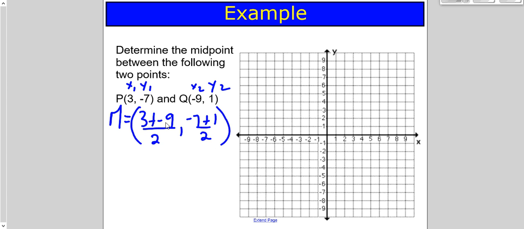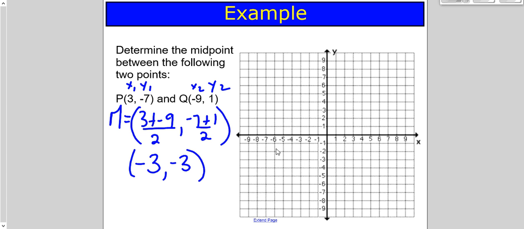So 3 plus -9 is -6. -6 divided by 2 is -3. And -7 plus 1 is -6, and -6 divided by 2 is -3. So I should have a midpoint at -3, -3.